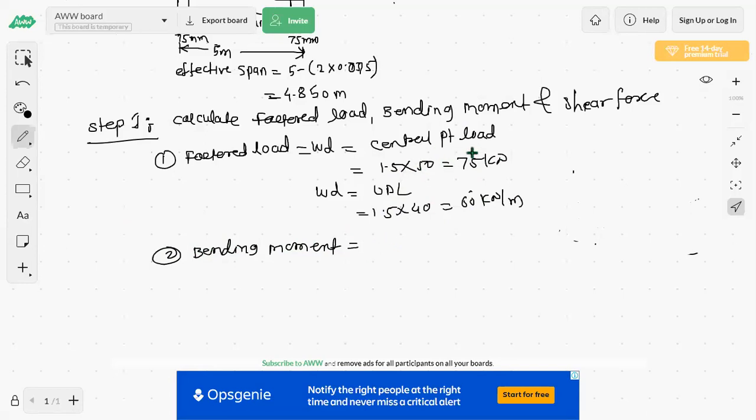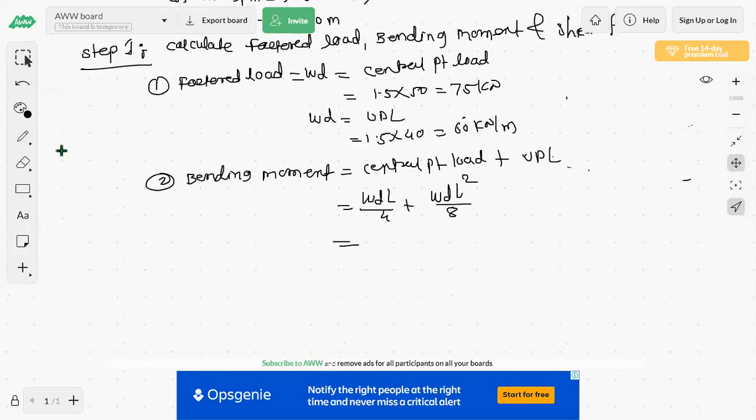So for central point load, what is bending moment? WL by 4. And for UDL, what is? So here we will write in this way. So bending moment due to central point load and due to UDL: WL by 4 plus WL square by 8. So two formulas we have to use and we have to add the bending moment.